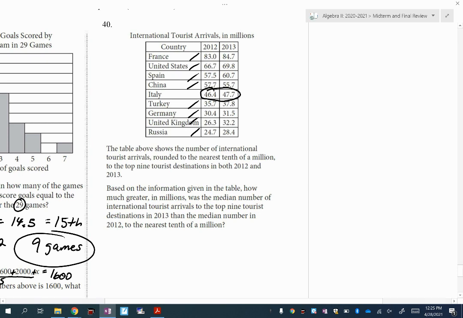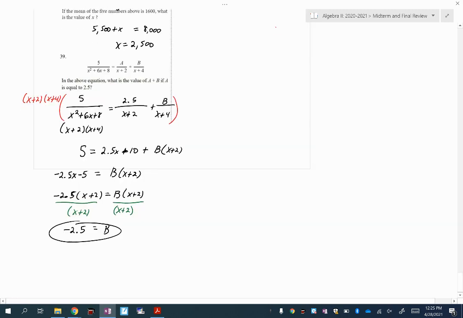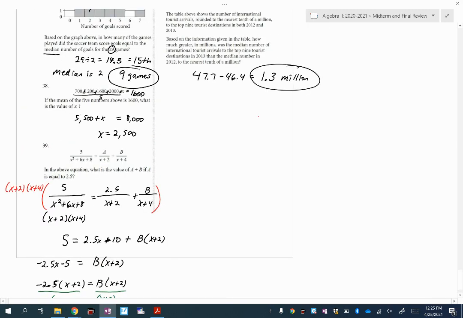So what's the difference in that? How much greater in millions was it in 2013 than 2012? If you subtract 47.7 minus 46.4, you get 1.3 million. Now, you would have to bubble that into the SAT, so you just bubble in 1.3. You can't bubble in the million part.